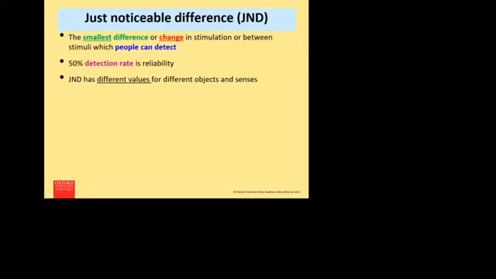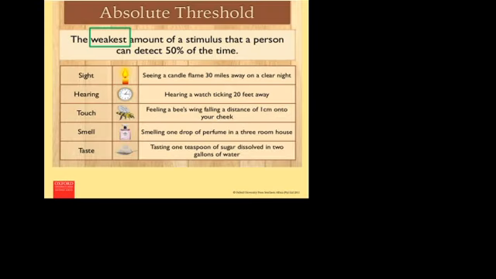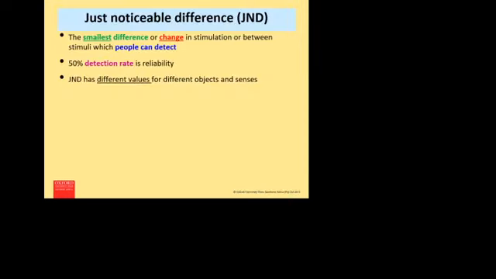Just noticeable difference is the opposite of absolute threshold, which is the weakest amount of the stimulus that is present. Just noticeable difference is the smallest difference of change from one stimulus to another that people could detect. So the 50% detection rate is reliable because it differentiates between one could detect and one could not detect. So that's the threshold, the cut-off point where people could detect. That's why they said 50% reliability.